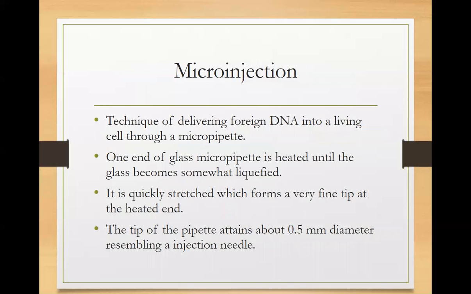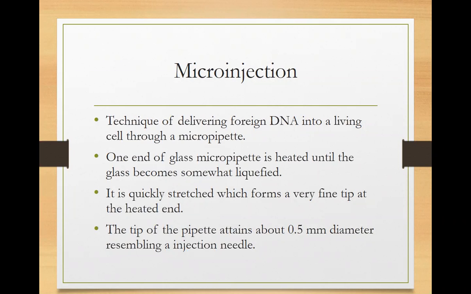The next gene transfer method available is microinjection. As the name sounds, here there is a glass micropipette which is used for injecting the foreign DNA into the target cell. So microinjection is the technique of delivering foreign DNA into a living cell by using a micropipette, and one end of this glass micropipette is heated until the glass becomes liquefied.